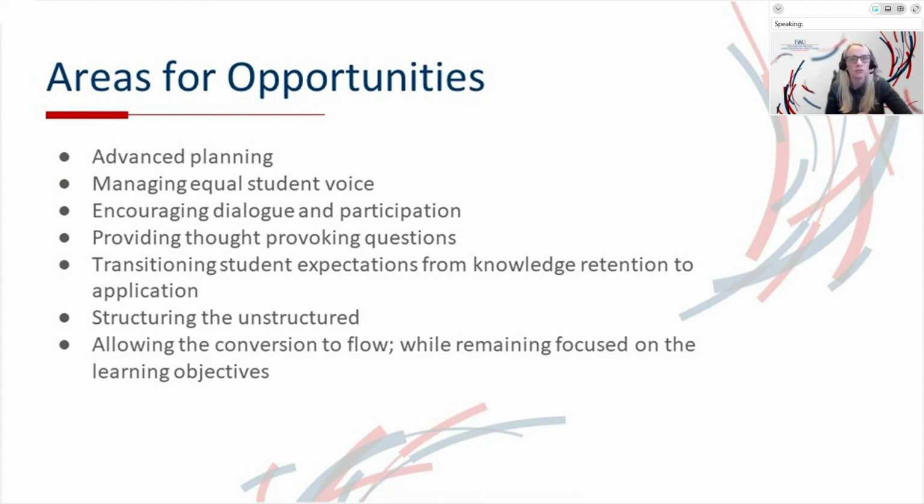Managing equal student voice. I know that some students are leaders, right? And they are ready to go. They have their opinions. They know what they're going to say. And then we have some other students who maybe have really incredible things to contribute, but maybe aren't having that opportunity for that voice, and just kind of encouraging that equal student voice and dialogue and participation, which is the next bullet.